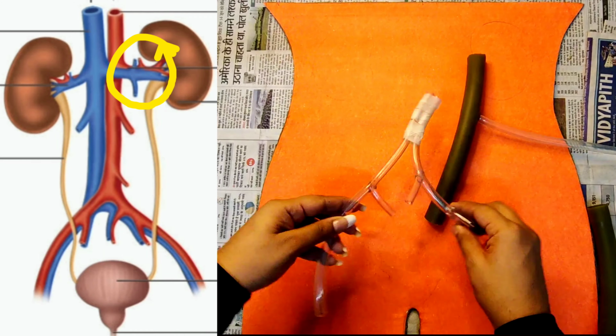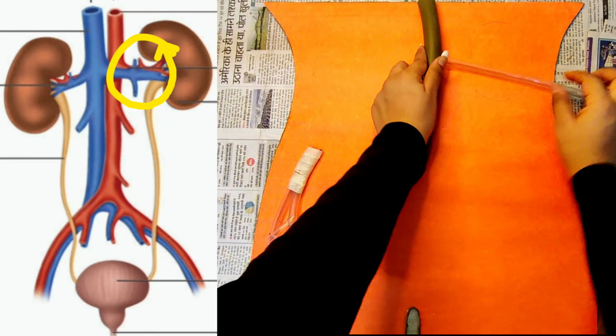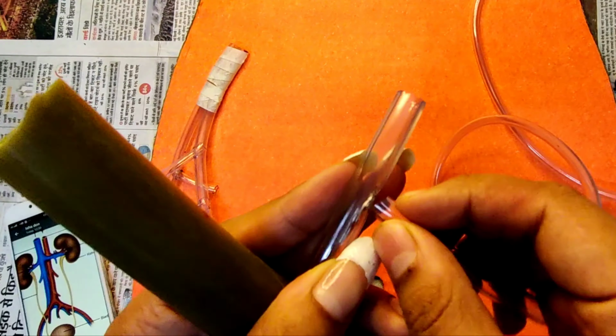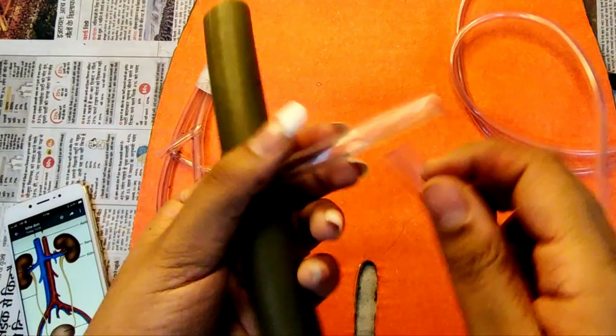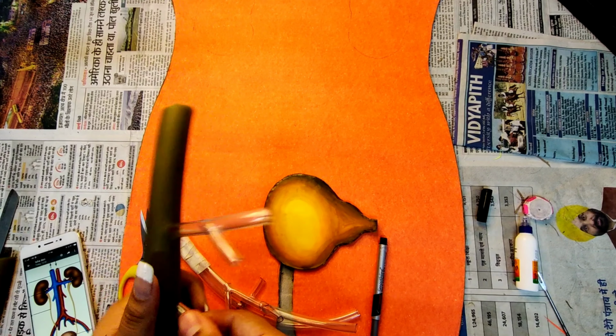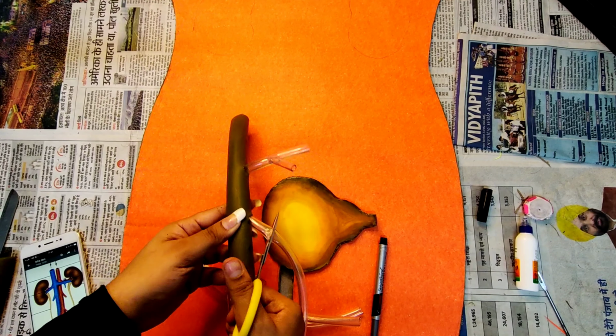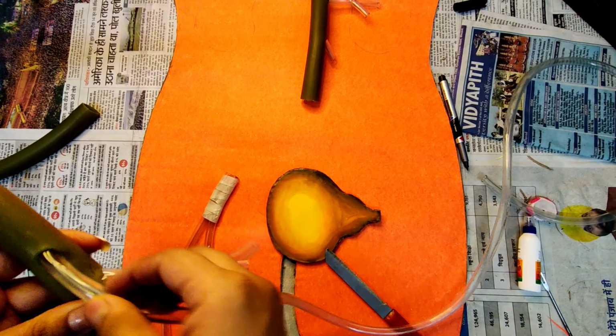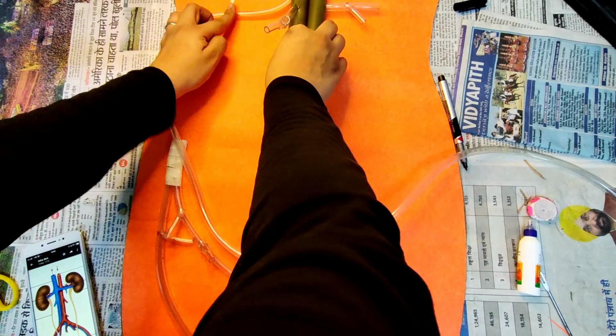Now you can see this particular yellow circled part. For every part of the artery and the vein which is coming out, we are repeating the same process. We are just inserting small pipes into the bigger ones. Like you can see in the video, just make a hole, insert a transparent or a thin pipe in that and then cut it off.